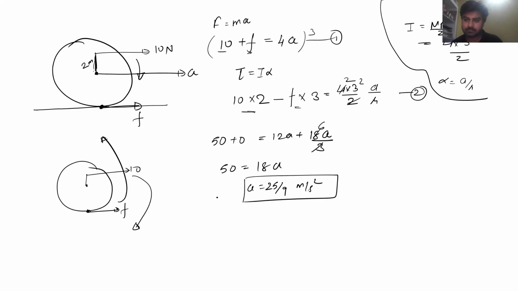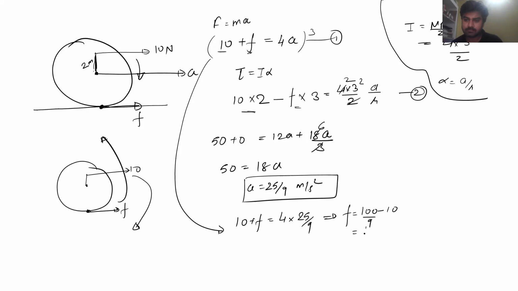Now if I talk about friction, if you take the first equation, 10 plus f equals 4 into 25 by 9. So from here, friction will be equal to 100 by 9 minus 10, which is 10 by 9, which is 1 point something. Okay, 10 by 9, we can leave it here. This is the friction force.